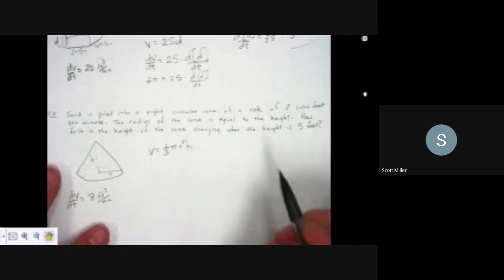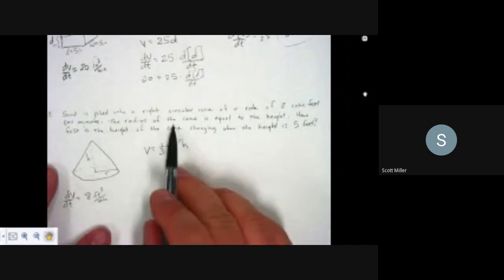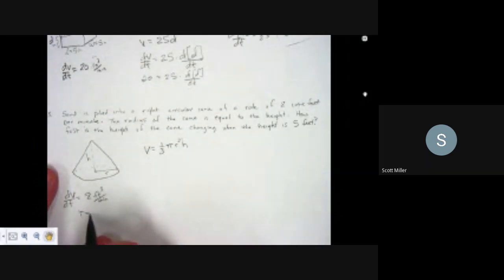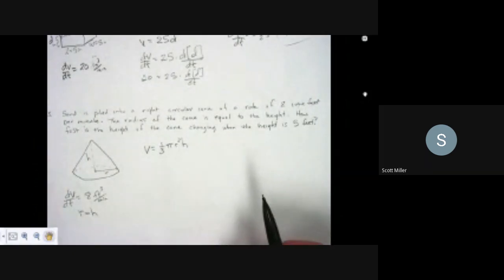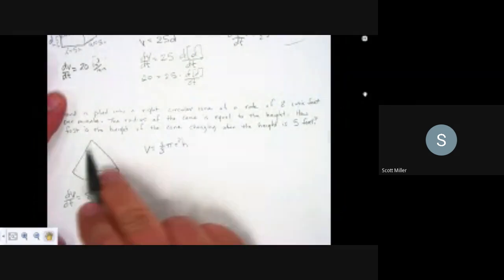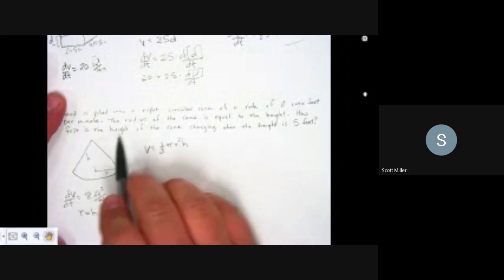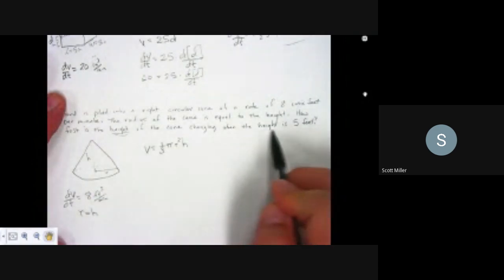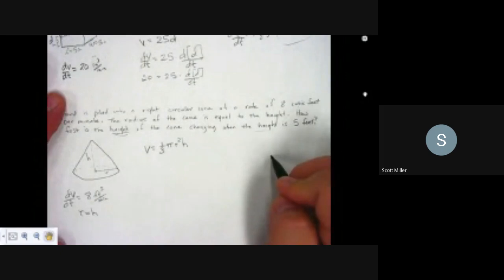What else do I know? The radius of the cone is equal to the height. That's nice to know because it helps eliminate one of my variables. I know that the radius is equal to the height. Okay? What else do I know? How fast is the height of the cone changing when the height is 5 feet? That's important. So I'm going to look at this at h equals 5.